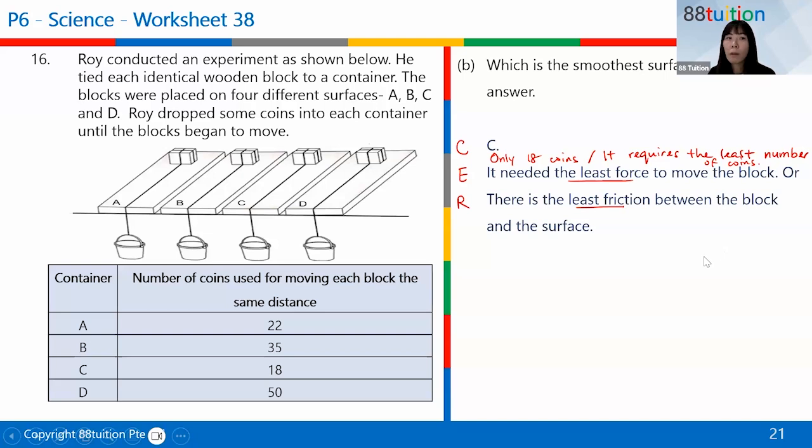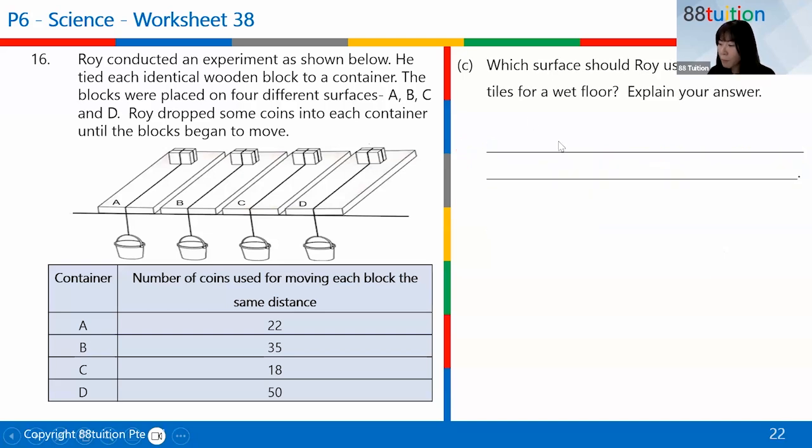Any question here? No? Let's go on. Next, which surface do you think Roy should be using to make anti-slip tiles for a wet floor? Especially toilet or kitchen tiles, right? They require anti-slip tiles. Very important because these are the places where we have a lot of water present. So you don't want people to slip, right?